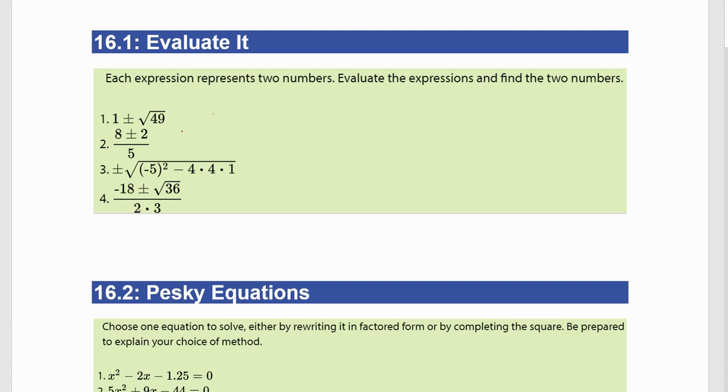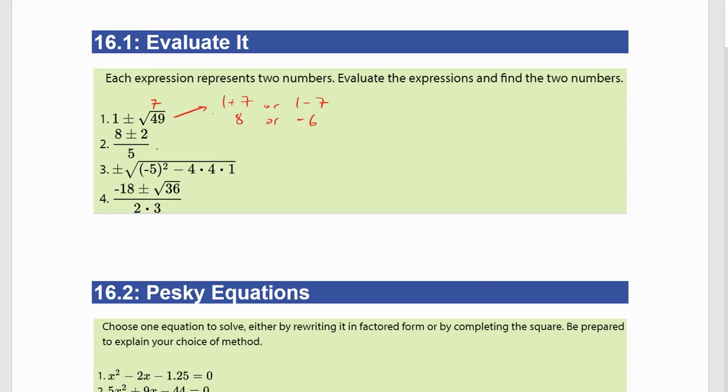All right, so hopefully you paused it and you evaluated. Notice the plus or minus, right? So there's actually two scenarios. Does everybody agree that the square root of 49 is 7? So it's 1 plus 7 or 1 minus 7, right? Because of the plus or minus. So number 1 is either 8 or negative 6. All right, so that's basically what they mean by evaluate.